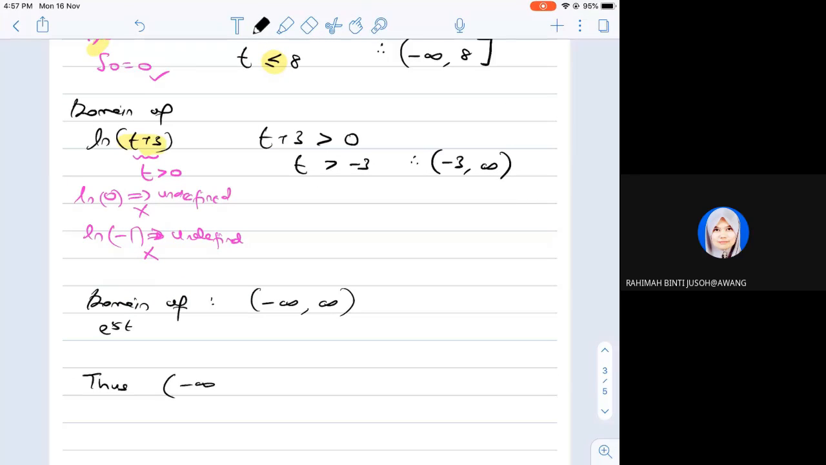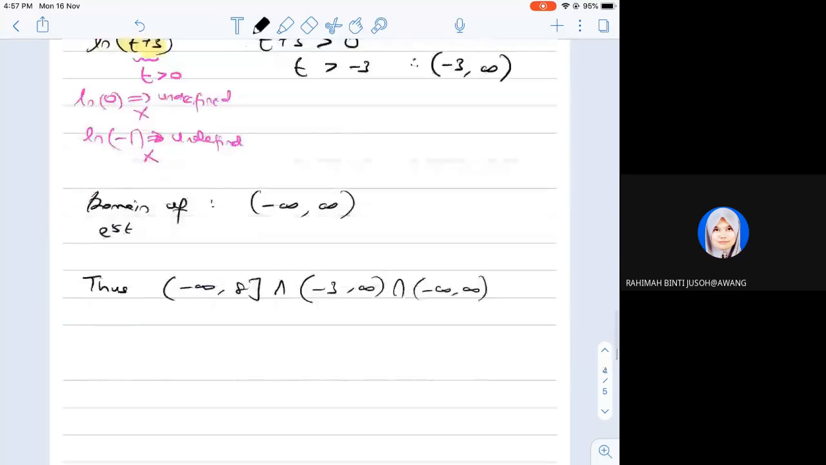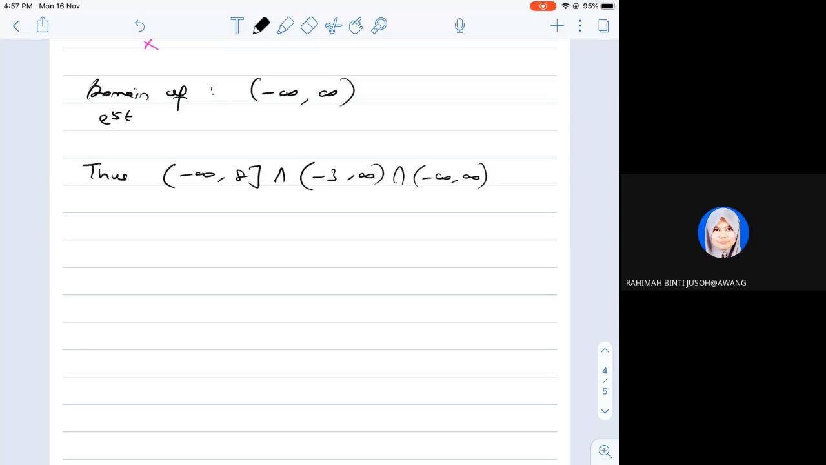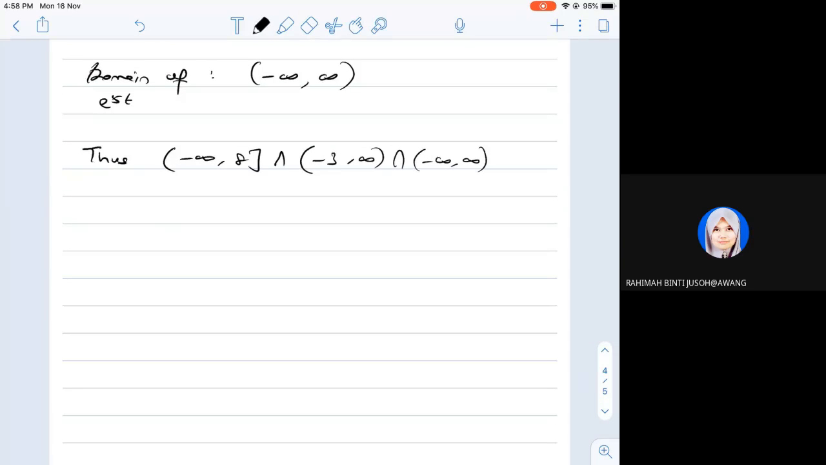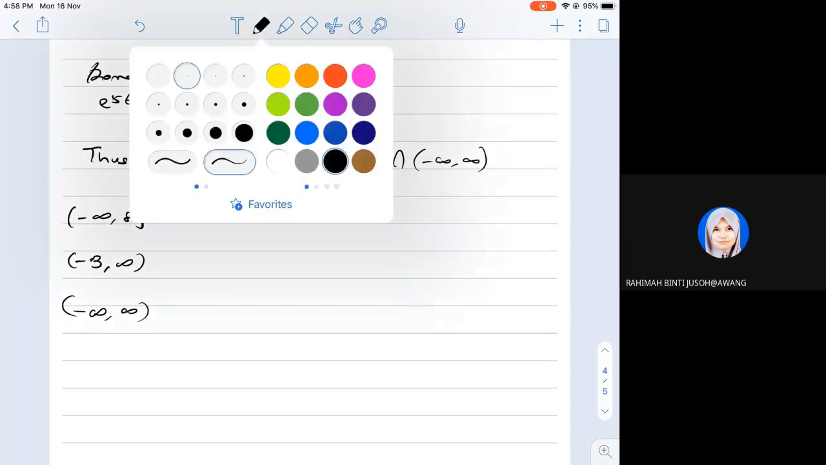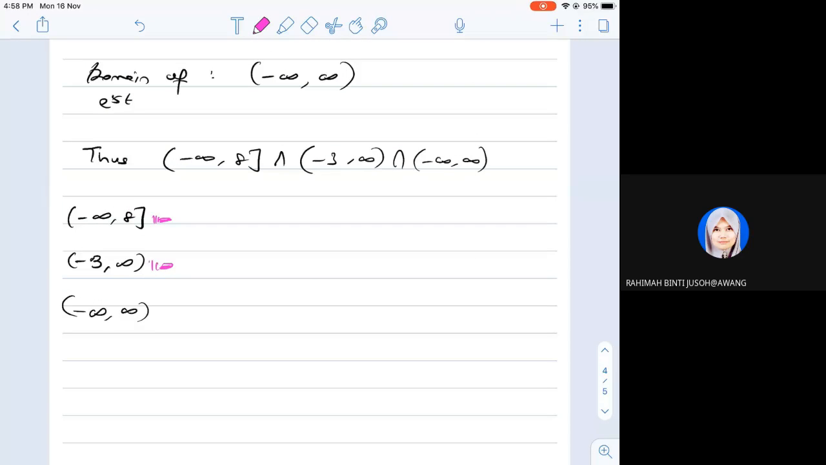from negative infinity up to 8, intersect with negative 3 until infinity, intersect with negative infinity up to infinity. Okay guys, if you are already expert enough, then you can straight away put the answer. If you don't know what's the answer, then you can do step by steps. So we have negative infinity up to 8, and then we also have negative 3 up to infinity, and then we have negative infinity up to infinity like this. So we have these 3. Okay, so we have a number line start from negative infinity until infinity.